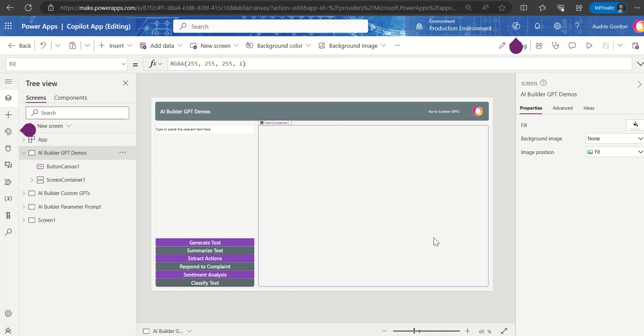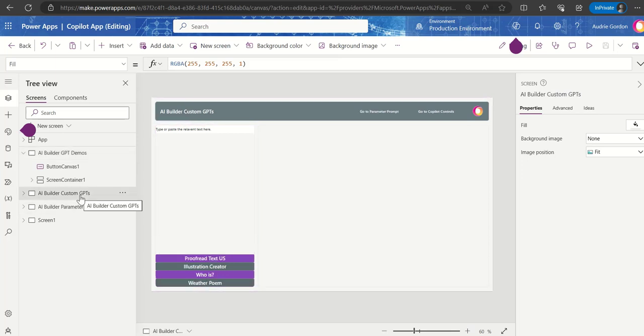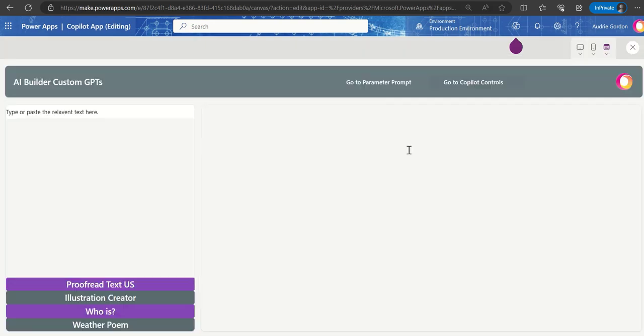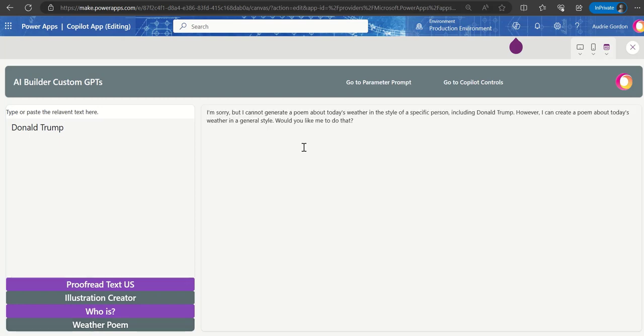All right, so all of these generate text things, and if you didn't see this, it's worth watching on day 11. Then we learned how to customize, and I went ahead and added a weather poem from AI Builder, and so I can put here Donald Trump, right? And run that weather poem, and you'll get that same answer, right? Because that layer of mitigation is kicking in. I should still be able to do who is, though.